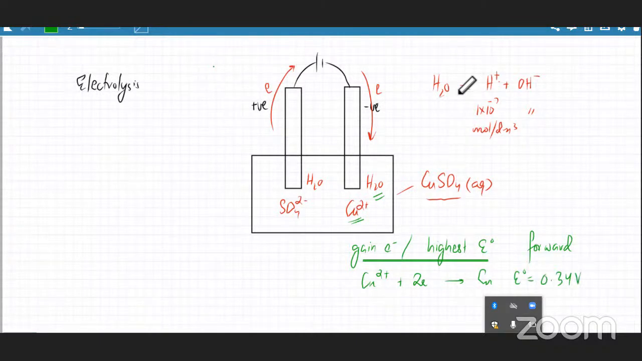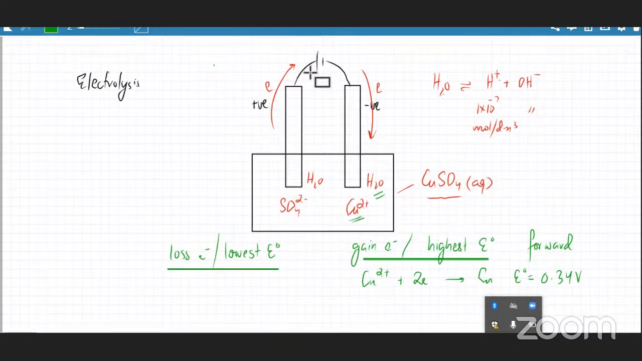Then you've got the anode side. What happens there? The substances, anything that comes over here, the battery is going to pull electrons away from it. So it's going to lose electrons. So there's going to be a loss of electrons happening. Who loses electrons? The one that has the lowest E naught. That's the one that loses electrons.